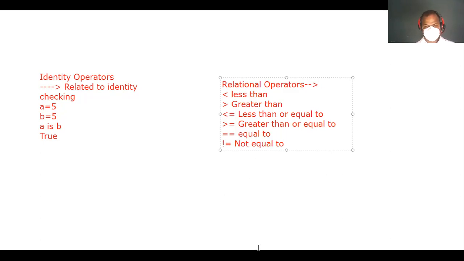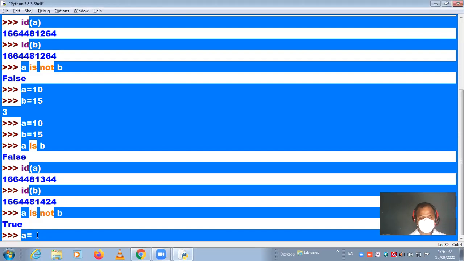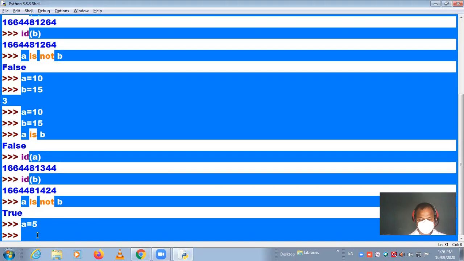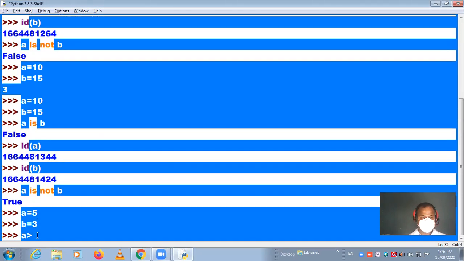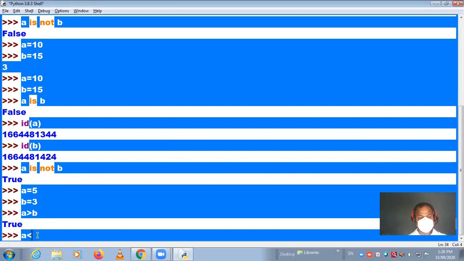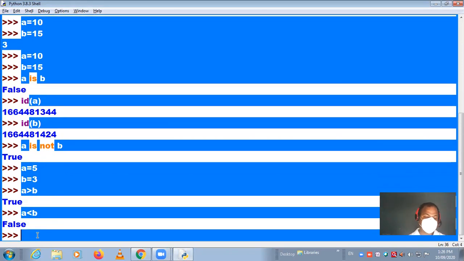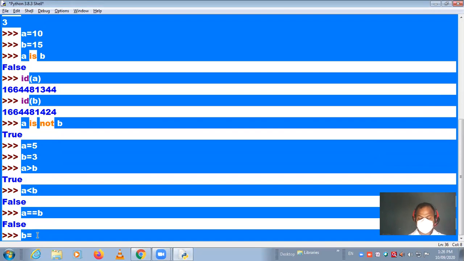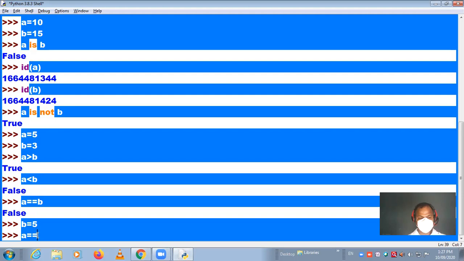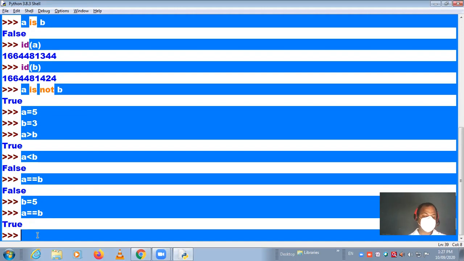How do they work? Let us see. Suppose we have written A equals to 5 and B equals to 3. If we write A greater than B, 5 greater than 3, what should be the answer? Definitely true. If you write A less than B, 5 less than 3, the answer will definitely come false. We may also check A double equals to B, 5 double equals to 3, is it so? No. But if you change the value of B to 5, now using this equality operator, definitely true. So this is all about the relational operators.